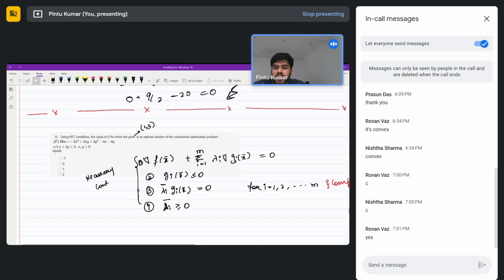So using the KKT condition, you have to find the value of beta such that this point (1, 3) is an optimal point for this given constrained optimization problem. I have included all the conditions. You just need to write the KKT conditions for this and then eliminate in a similar way to what we did in the last question, and tell me the value of beta.